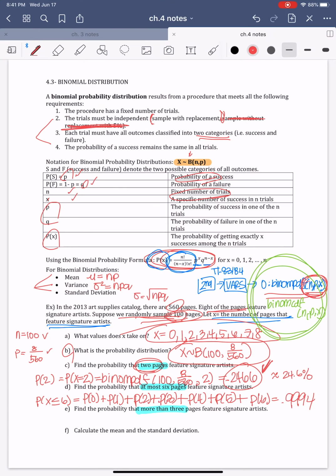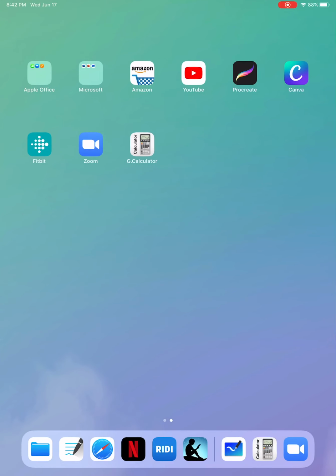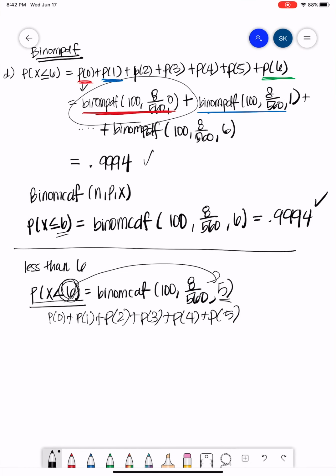Oops. So let's look at letter E, that's the example where I talked about the "more than" part. Find the probability that more than 3 pages feature a signature artist. Okay, so find the probability that more than 3. I'm first going to write it down this way. More than 3.